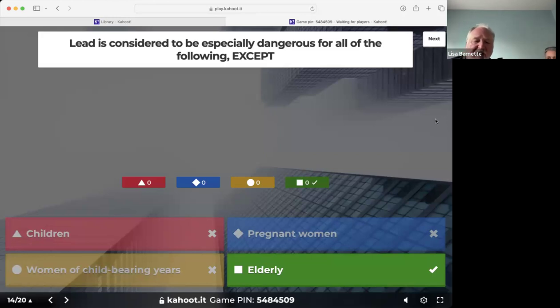And you might say, well, women of childbearing years are not eating paint chips either. No, but notice how I worded this question. I said lead. I didn't necessarily say lead-based paint. The concern with lead is neurological damage in children under the age of 6. Elderly are exempt.